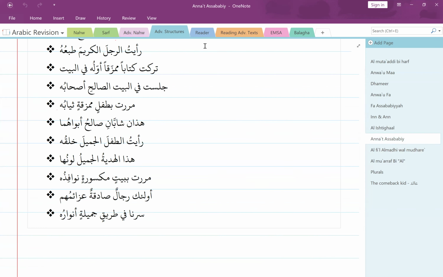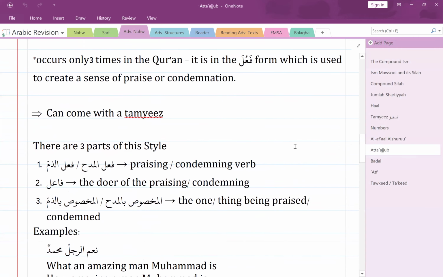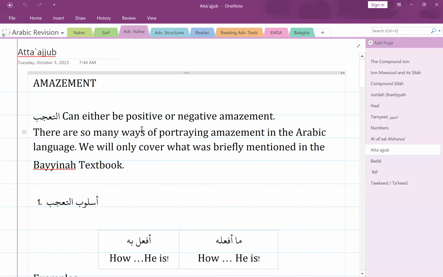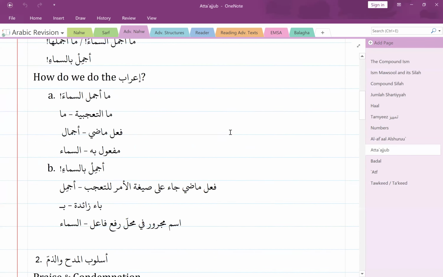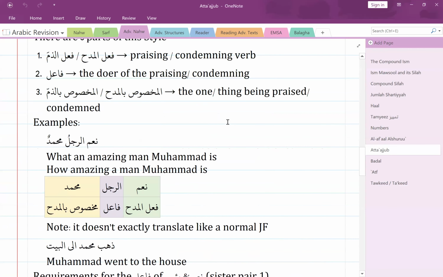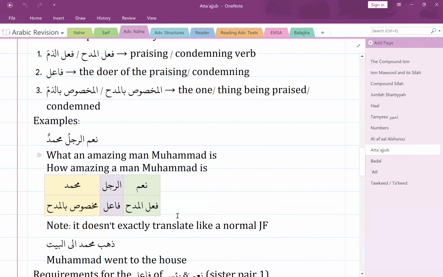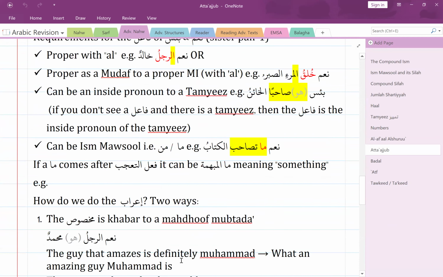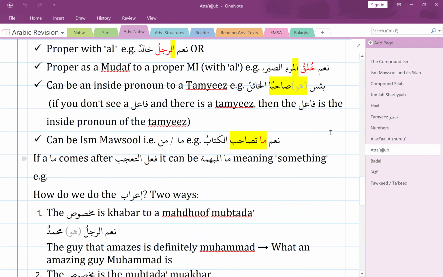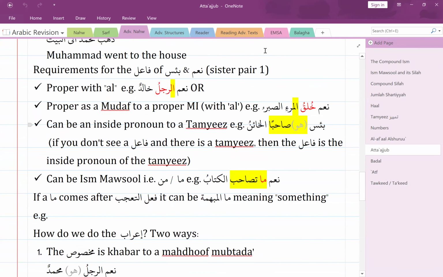We did a very detailed session on amazement, Attaghabun, which we've covered today, bi'sa and ni'ma. All this we mentioned, fi'al madh, fi'al dam. We covered a detailed session and examples as well. So if you want to check that out, please feel free.